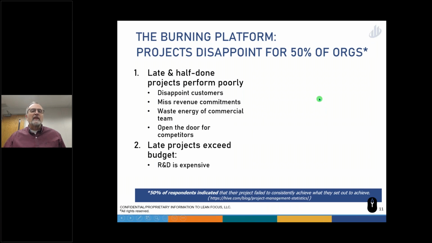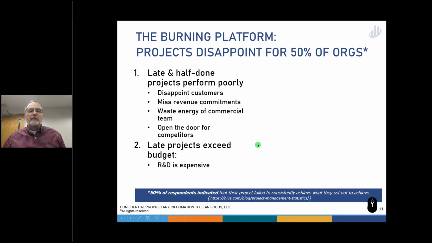But for project management, what's the burning platform? Well, it's really we either have late projects or half-done projects, and they perform poorly. I think if you've spent much time in project management, you know that we disappoint customers because we miss dates, we miss commitments to the organization that funded the project. I'm sure a lot of you have seen this. You start losing confidence from your sales team and your marketing team. Oh, those guys always say this is going to be ready. We'll get ready when we see it coming. And you open the door for competitors. You go out and you develop a need, you explain it, and then you can't fulfill it.